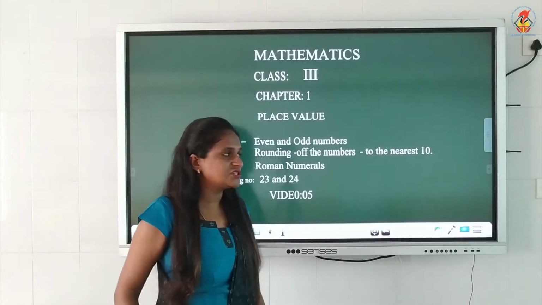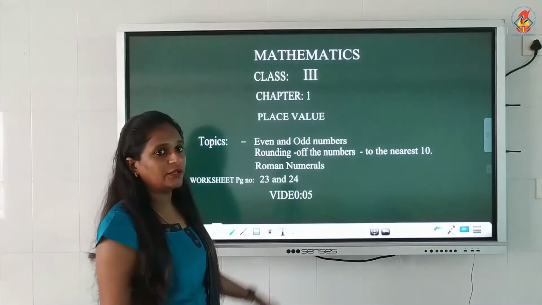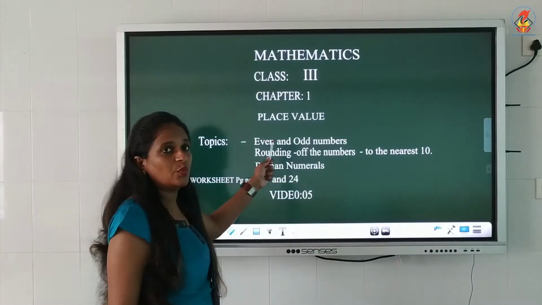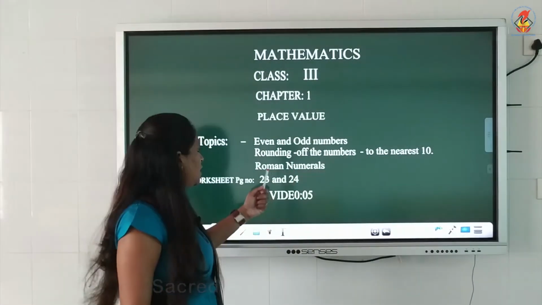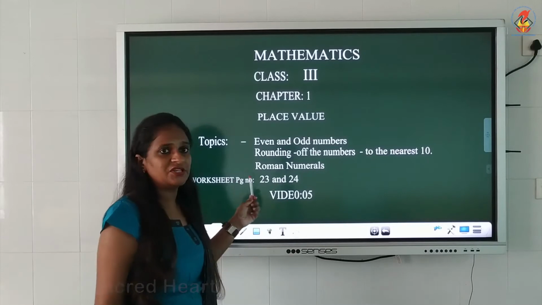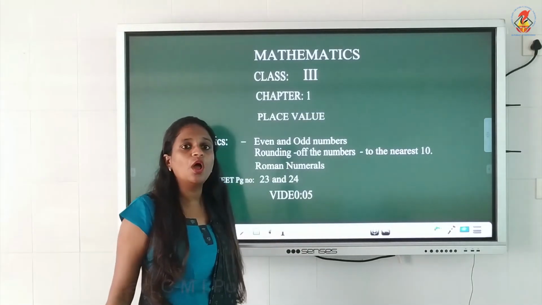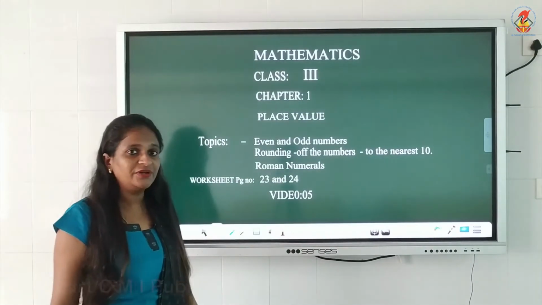So today we'll be continuing with the chapter place value, and the topics are even and odd numbers, rounding of the numbers to the nearest 10, Roman numerals. Worksheet page number 23 and 24 will be covered in this video number 5.